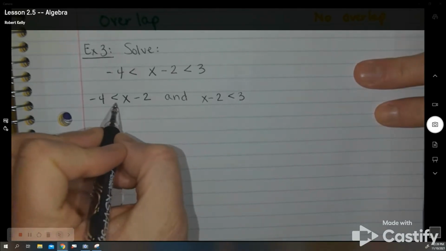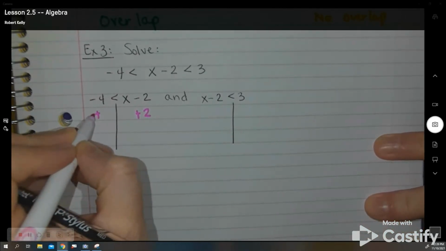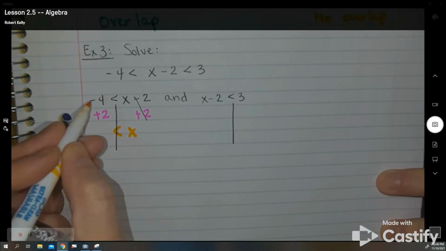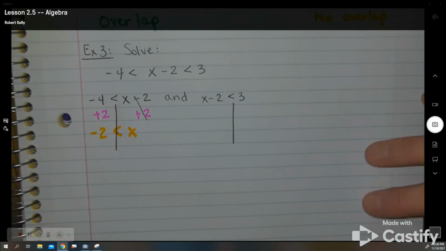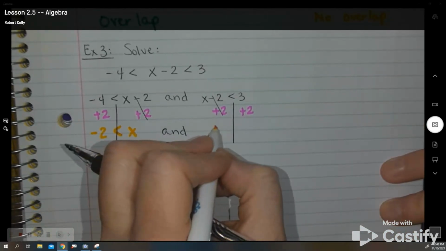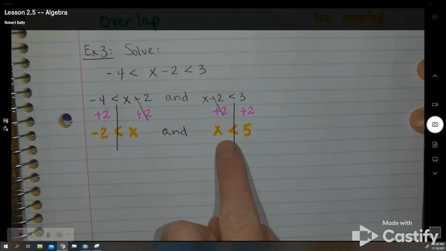And then we're going to solve them, just like we've been doing already. So over here, I'm going to add 2 to both sides. Those cancel. I'm left with x is greater than -4 plus 2 is -2. And over on this side, I'm adding 2. So those will cancel. I have x is less than 3 plus 2 is 5. So x is greater than -2 and x is less than 5.